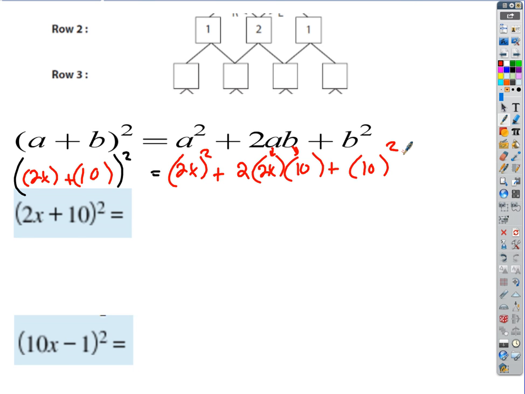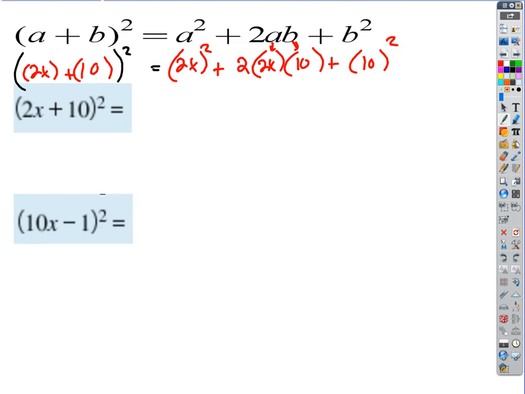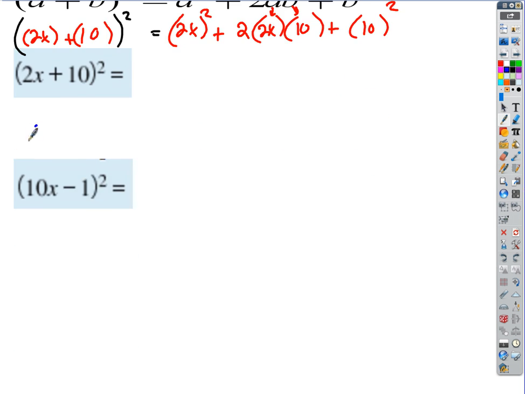No big deal, right? Okay, what if I have a negative? Let's do a negative one because we're running out of time. We'll kind of speed this up a little bit. Okay, what's my a this time? 10x. So my a is 10x. What's my b? Negative 1. Okay, and we're going to square that whole thing, right?